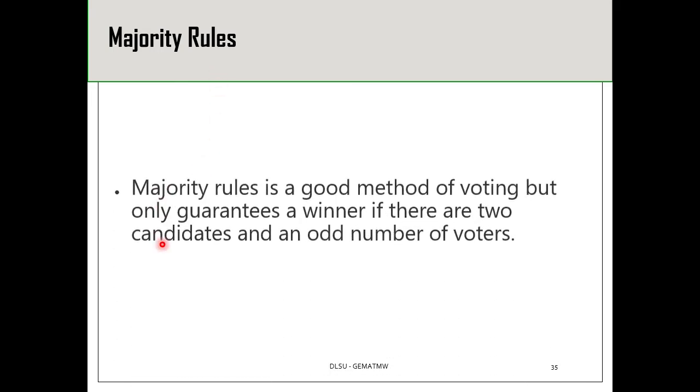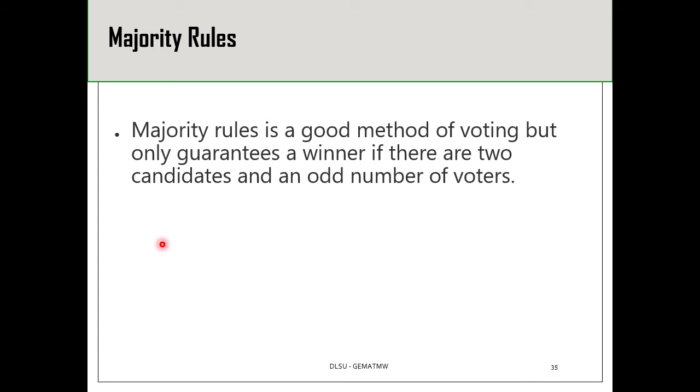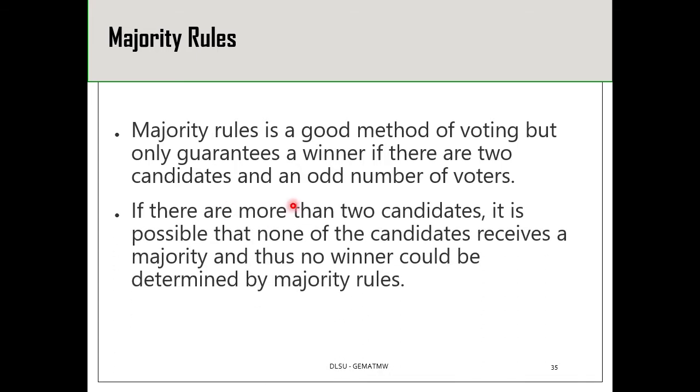Now, some characteristics of the majority rule method are the following. Majority rule is a good method of voting because there is a guaranteed winner in case there are only two candidates and an odd number of voters. The reason for this is that if there are only two options and the number of voters is odd, then definitely one of the two candidates will get a majority of the first place votes. However, if there are more than two options, then it's possible that there is no winner by majority.